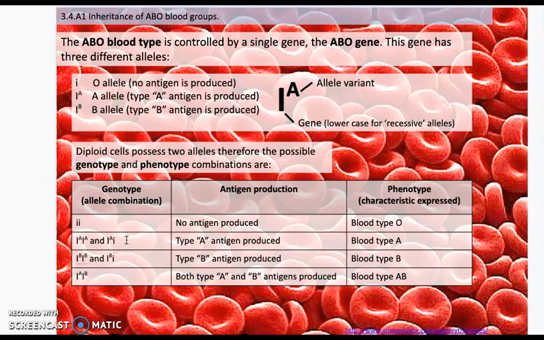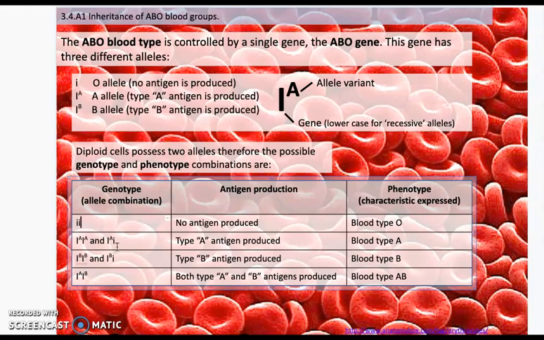The genotypes for these different blood types are very different from what we've looked at with lowercase and uppercase letters. Here we have a lowercase letter, the O type blood allele, and it is recessive, which is why it's lowercase. Then we have uppercase I with a superscript A and uppercase I with a superscript B, the A and B blood type alleles. For blood type O, the genotype is lowercase i, lowercase i.